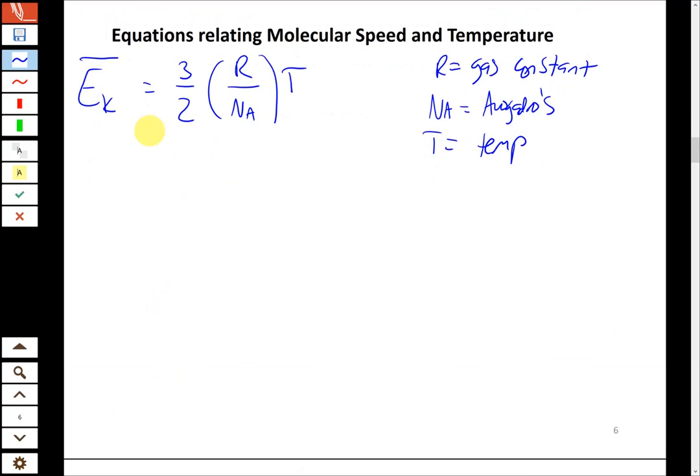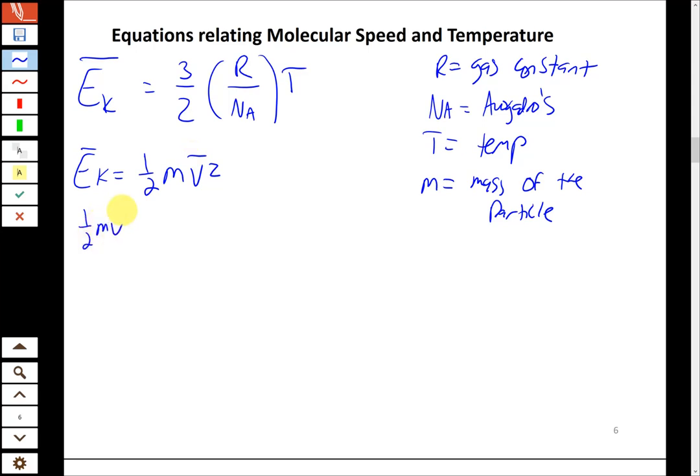All right? Now we can also write, as we said last time, the average kinetic energy as 1/2 times the mass times the average velocity squared, where m is the mass of the particle that we're talking about. All right, so we have two equations for average kinetic energy that we can set equal to each other. So 1/2 m times the average velocity squared is equal to 3/2 R over Avogadro's number times T. So those two can be set equal to each other.